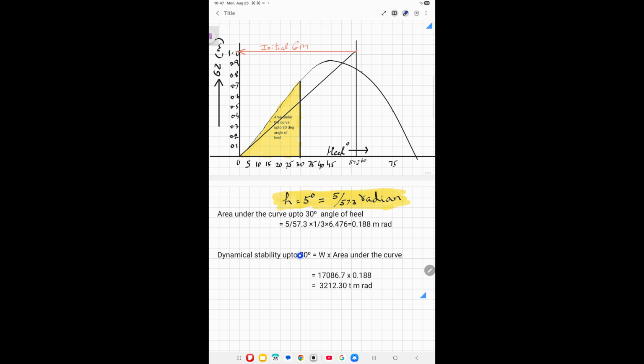Dynamical stability up to 30 degree will be this area under the curve multiplied with the displacement W. So 17086.7 into 0.188, 3212.30 ton meter radian. So this is the second answer, dynamical stability up to 30 degrees.